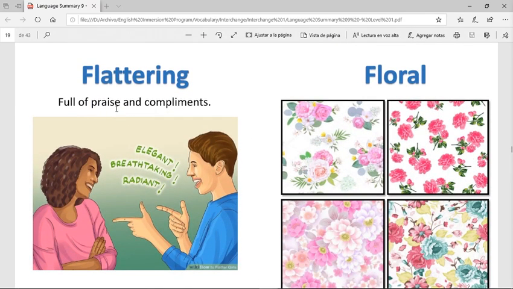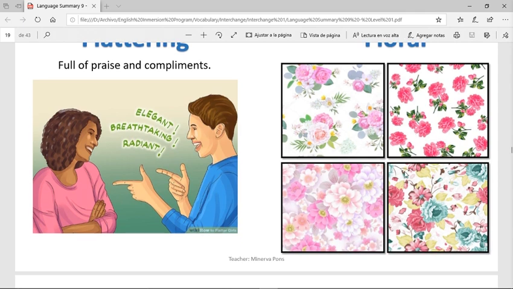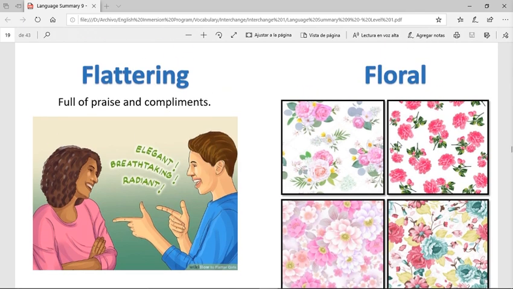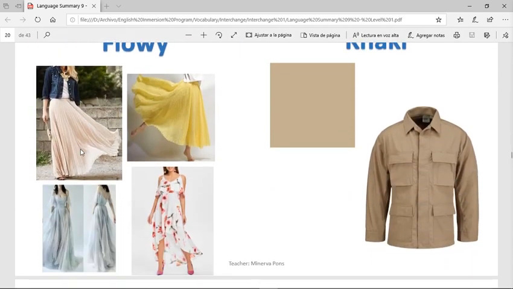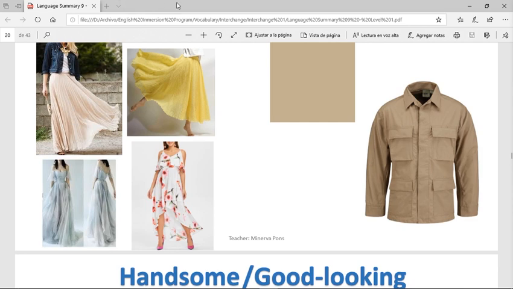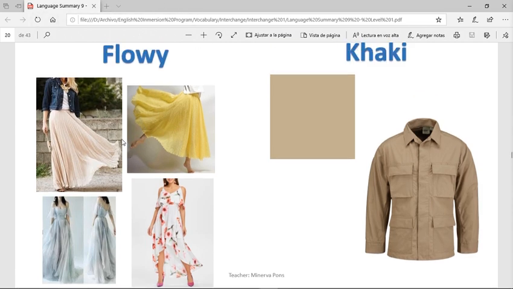Flattering, full of praise and compliments. Flattering is something like saying a lot of good things. Oh, you're elegant. You're breathtaking. You're radiant. It's flattering. Okay. Floral. It has a lot of flowers. Floral. Flowy. Flowy is the type of dresses that have a lot of space that can move. It's like it flows. Flowy. Khaki. Khaki is a type of color. And this color. Khaki.